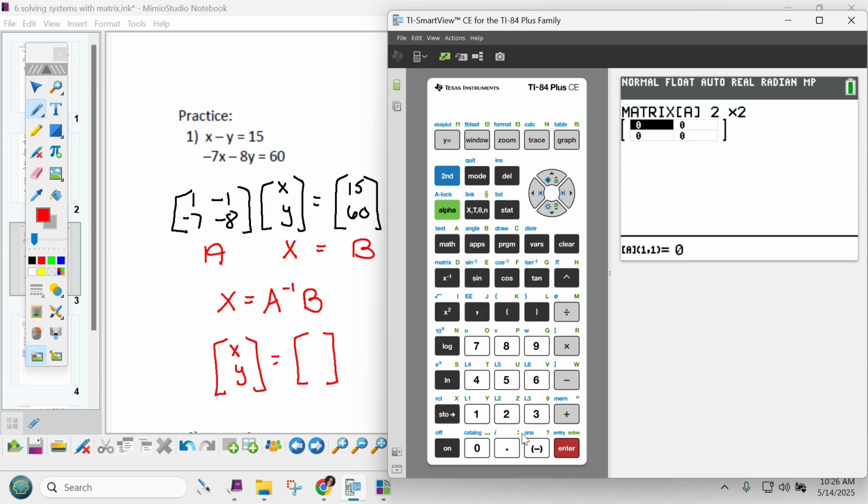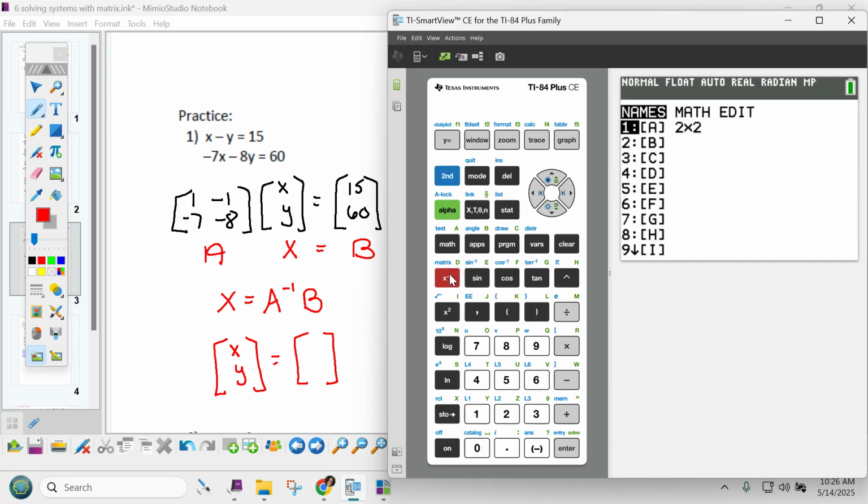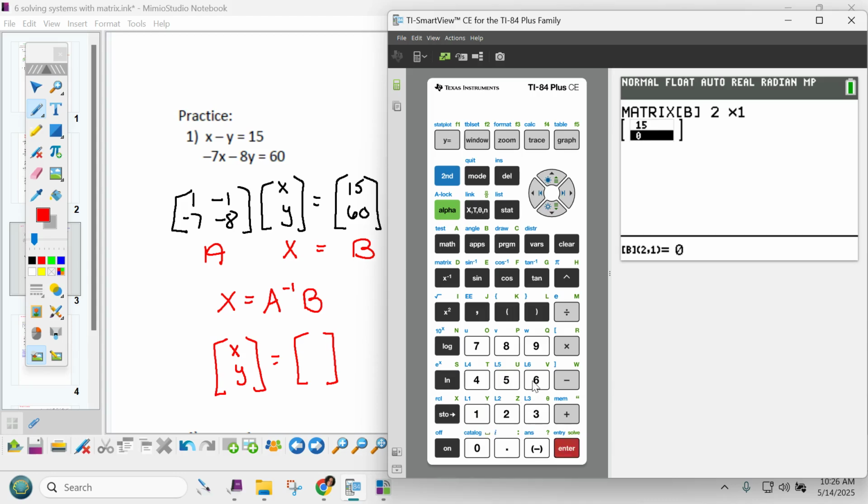And now I'm going to type the entries. 1, enter, negative 1, enter. So by pushing the enter button, it gets me to the next entry location and locks in that last number. So check, make sure all the numbers in your matrix are exactly the same as our matrix A on our paper. Then I'm going to go back into the matrix menu. So second matrix again, and I'm going to edit. But this time I want to edit matrix B. So I'm going to go to number 2. This matrix is a 2 by 1. And I put my 15 and the 60.